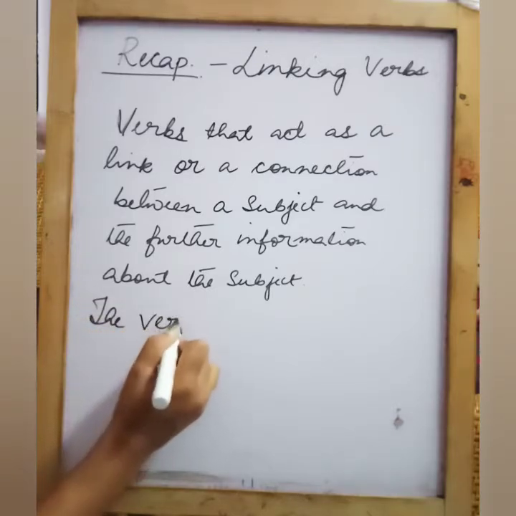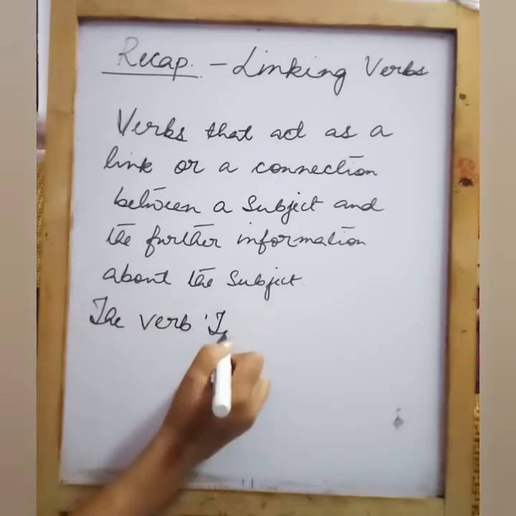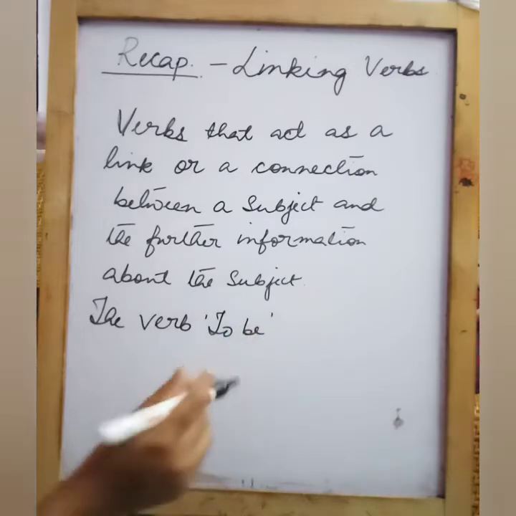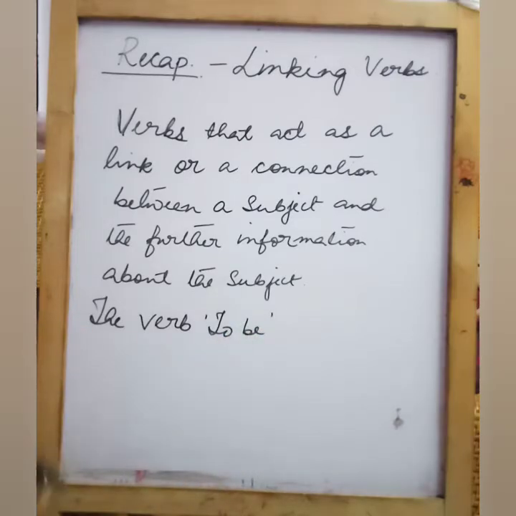The verb to be is the most used or most common linking verb. There are how many types of to be? To be verbs are generally 8 types: am, are, was, were, be, been and being. If you refer to the previous video, you will be clear. There are 8 forms of to be verbs.